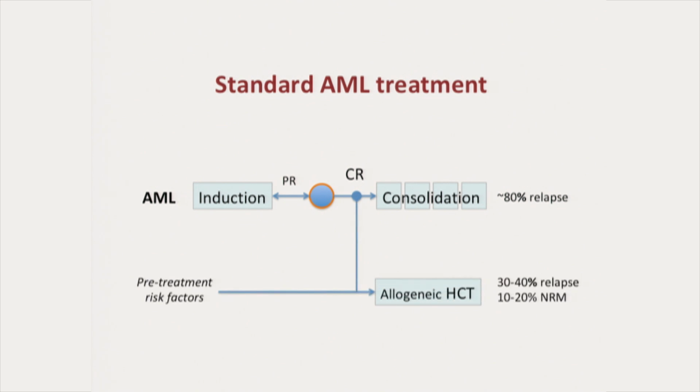So an approach was developed, and actually started here at Fred Hutch about 40 years ago, to do the allogeneic bone marrow transplant, which can significantly improve patient outcome in a subset of patients, mainly high risk or intermediate risk. So this is the standard AML treatment.